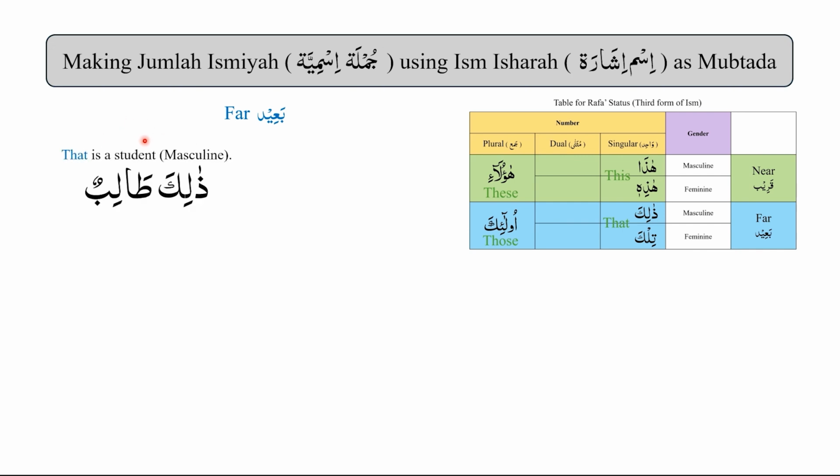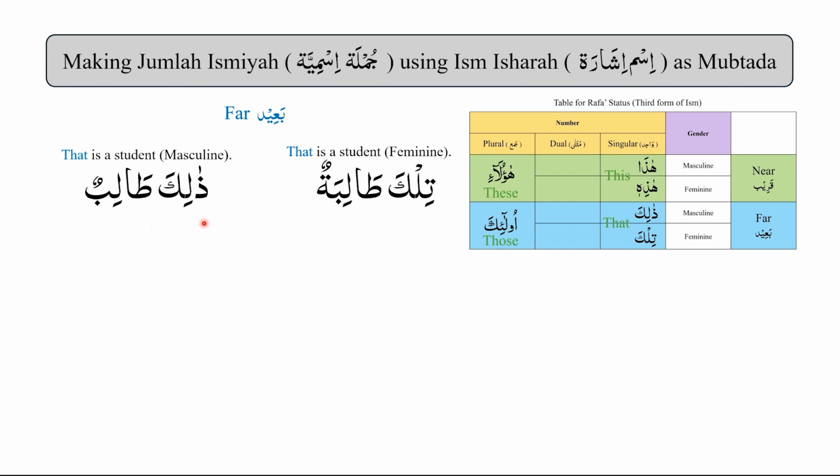That is a student, and the student we're referring to is of masculine gender. We will say ذلك طالب. We picked ذلك because first of all, we are referring to a student that is far away. We are saying that is a student, so we will refer to the far row. Secondly, we are referring to a student that is of the masculine gender. So we will look at the far row and we will pick the cell that represents singular and masculine. So we will say ذلك طالب.